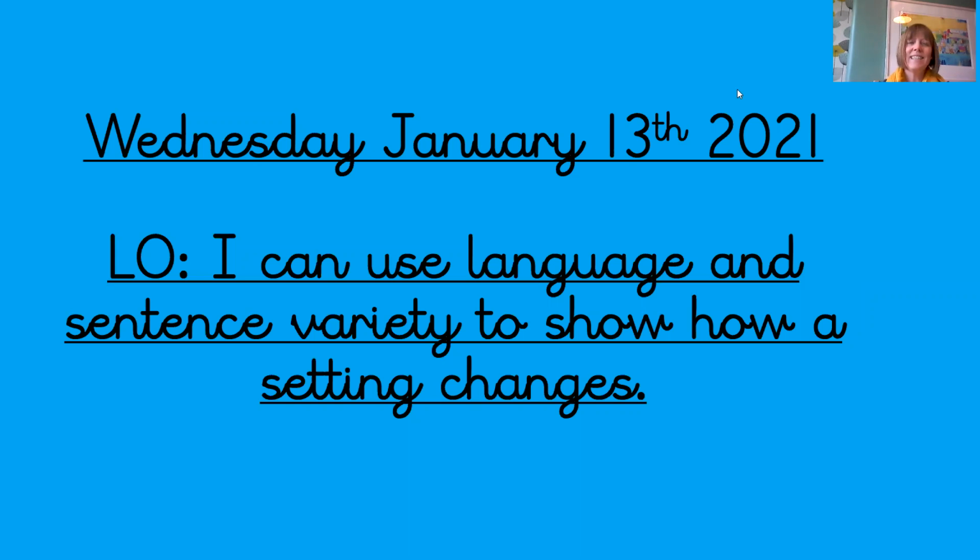Okay, good morning, Year 6. It's Wednesday, the 13th of January, and it is Wednesday already, so we're in the middle of the week. And today we're going to be using language and sentence variety to show how a setting changes.